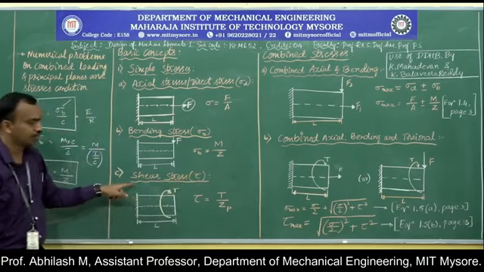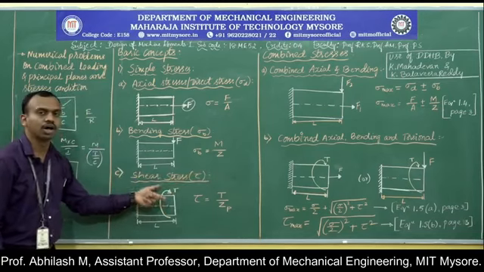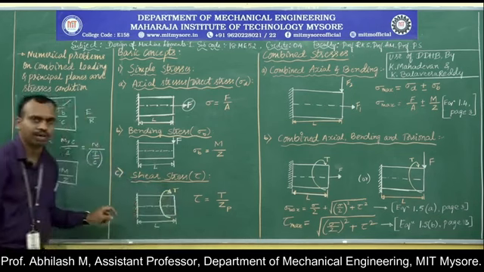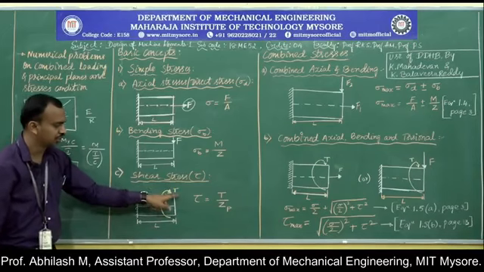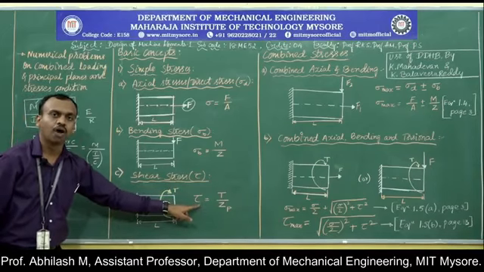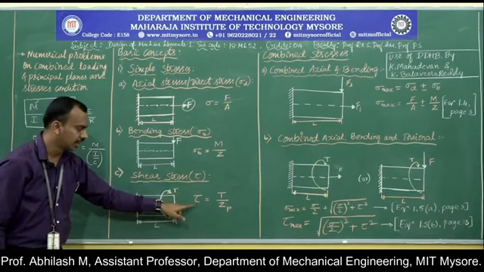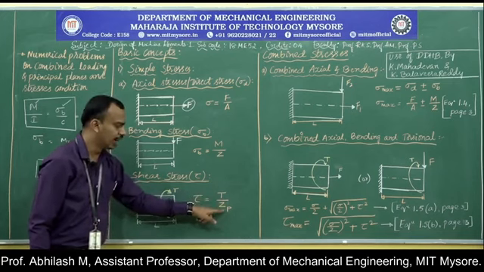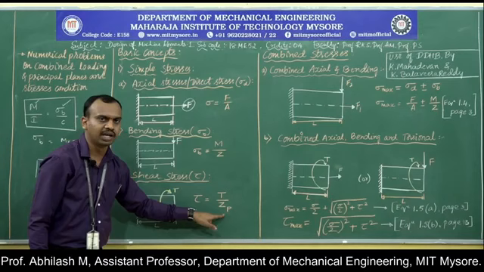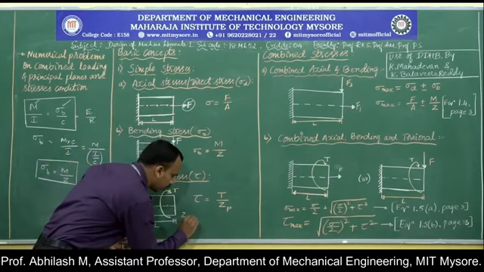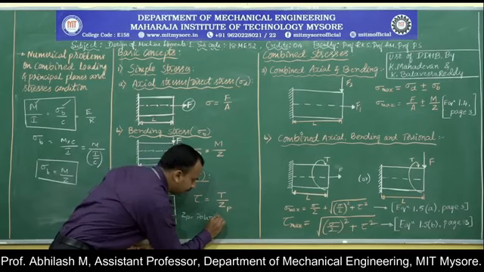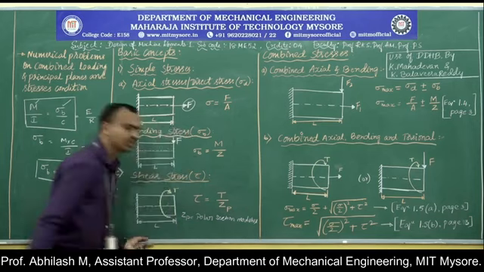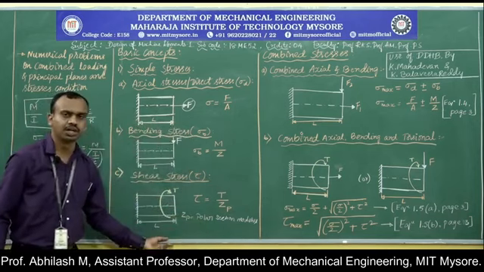Now coming to the next type of simple load, that is a twisting moment or the torque that is applied to the member, which will lead to the twisting of the member. So what is the stress that is developed because of this twisting load? It is the shear stress. How to calculate the shear stress? We have an equation: shear stress tau equals T divided by Zp, where this term Zp is called the polar section modulus.